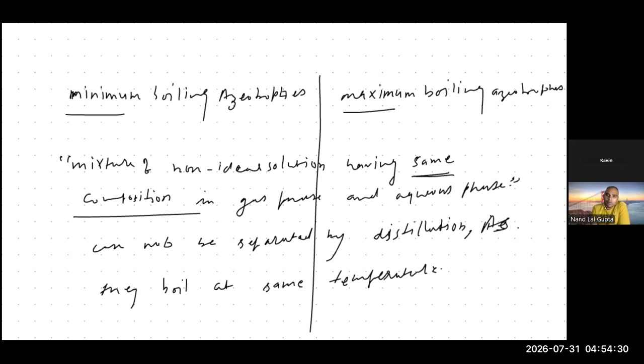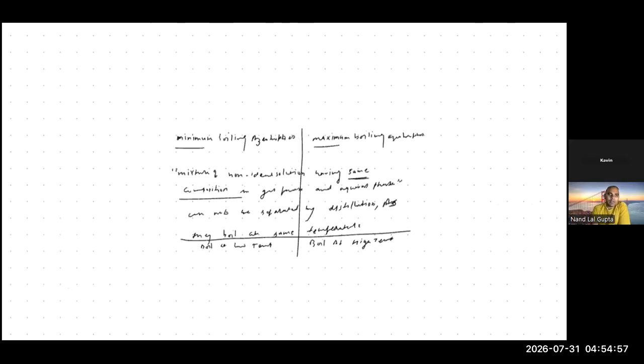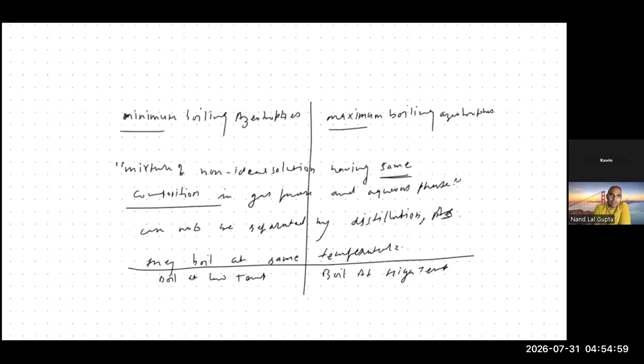Now, how can you say minimum boiling? If you define the minimum boiling azeotrope, this boils at low temperature, and the maximum boiling one boils at high temperature. What is the meaning of this term actually? Boil at low temperature or boil at high temperature, what is the meaning?